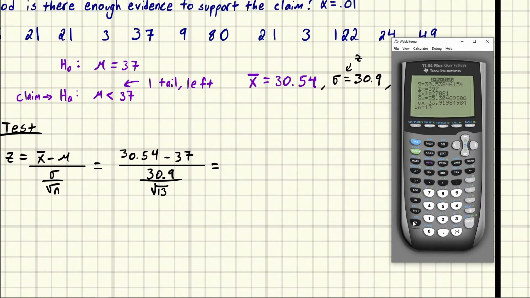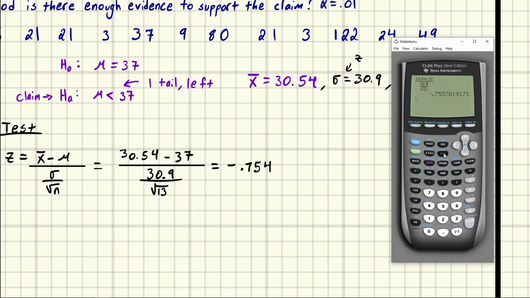Now let's pop this in the calculator. We'll go to the front, quit this, and then type in a fraction, 30.54 minus 37, over another fraction, 30.9 divided by the square root of 13. We do that, and we get a negative z-score of 0.754.